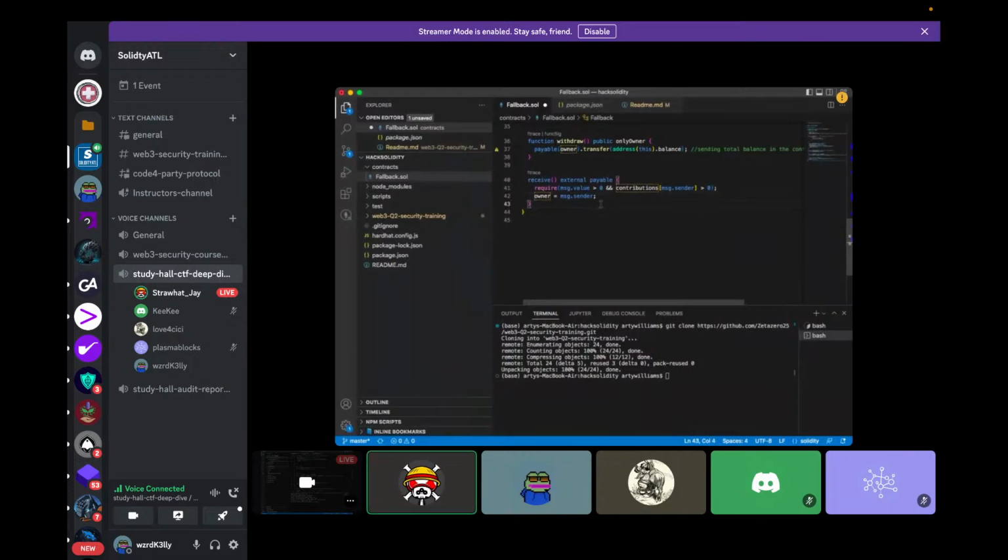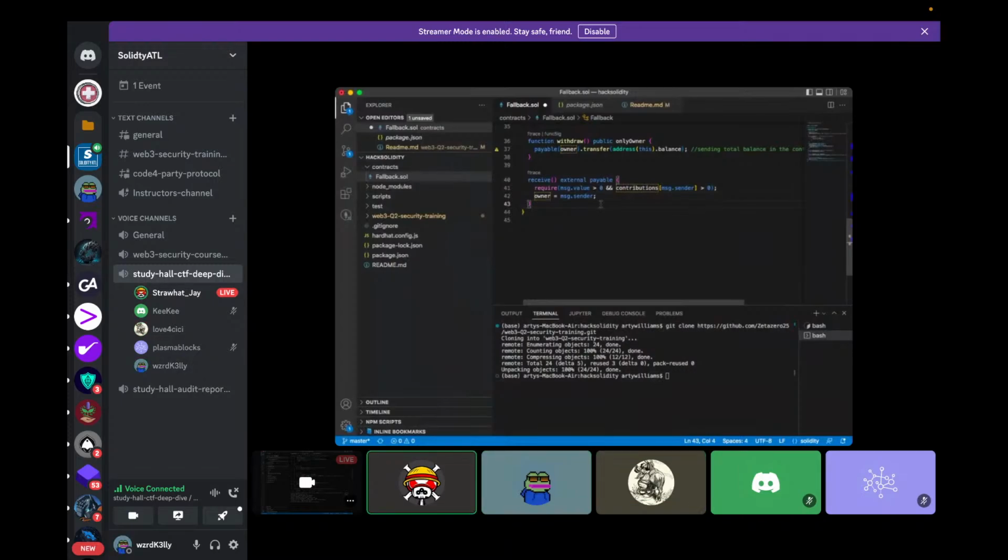If you make a contribution, you automatically become an owner. Well, I see what you're saying. If you make a contribution through this function, you become the owner. Is that what you're saying? Through the receive function, yes. Through the receive function, you then become the owner.